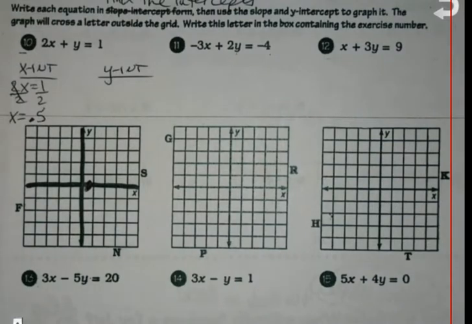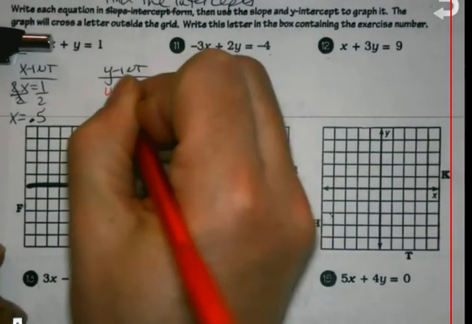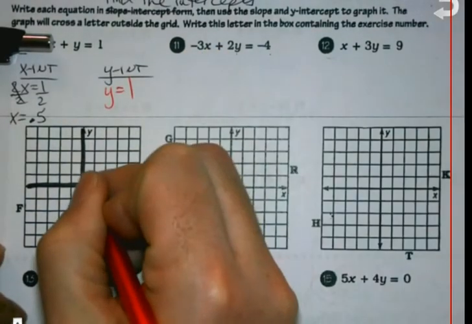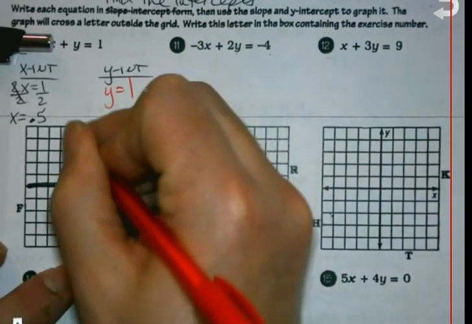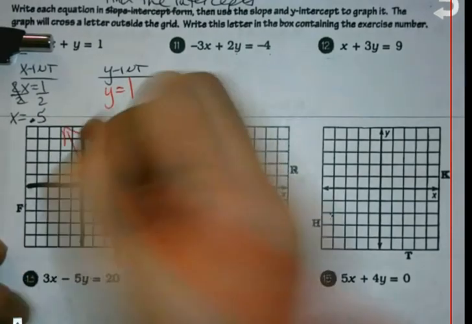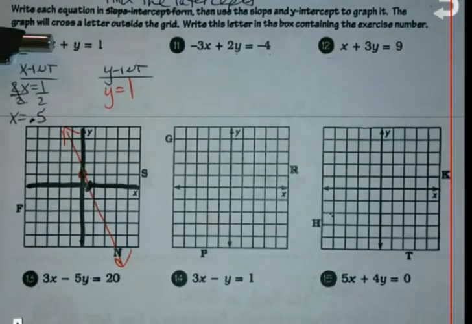For my y-intercept, I cover up x. Oh, y equals 1, that one's done already. Y equals 1. Draw my line through, and if I did it right, it should go through a letter. So this one went through N. Okay. And that's basically what we're going to do on this whole part.